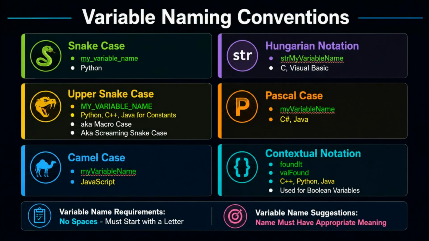Naming conventions vary by language and use case. Snake case, my underscore variable underscore name, is standard in Python. Upper snake case or screaming snake case, my underscore variable underscore name, marks constants in Python, C++, and Java. Camel case, myVariableName, is standard in JavaScript, while Pascal case serves a similar role in C# and Java. Hungarian notation, strMyVariableName, prefixes the type itself, used in C and Visual Basic. And contextual notation, like isFound, is common for Boolean variables. Rules to remember. No spaces, must start with a letter, and always choose a name with real meaning.